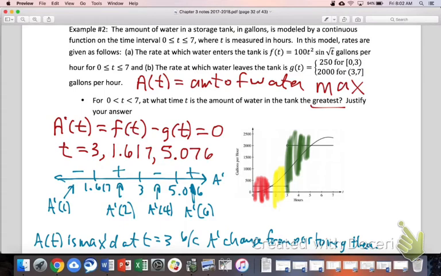Yes, sir. Did you use the wording in the question? Like you said that just A of t is maximized at t equals 3, but it asks where the amount of water in the tank is the greatest. Yeah. You can just recognize that it wants a maximum and say that it's max. Say that one more time.